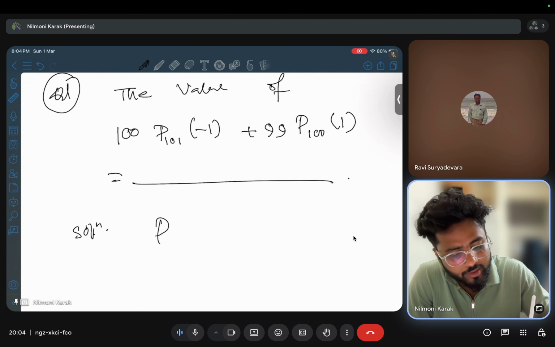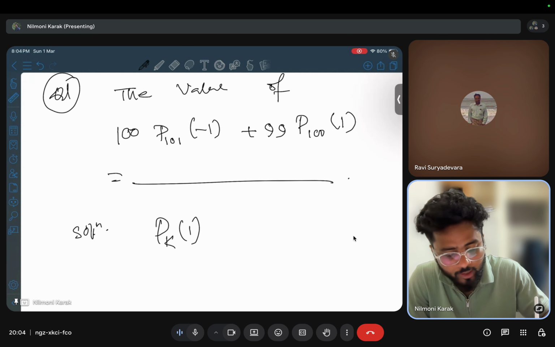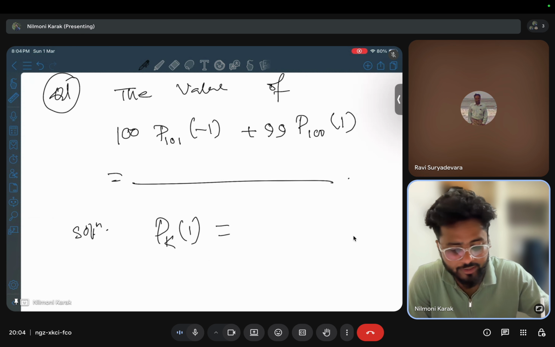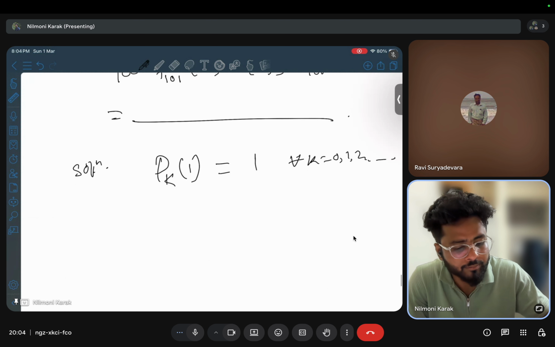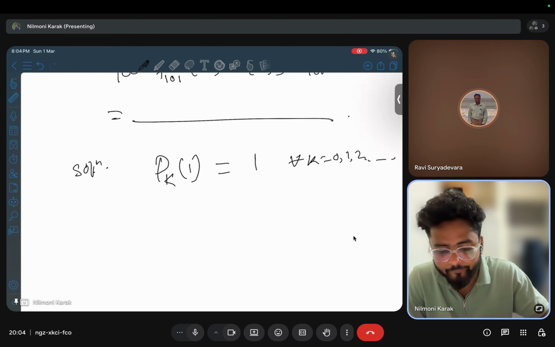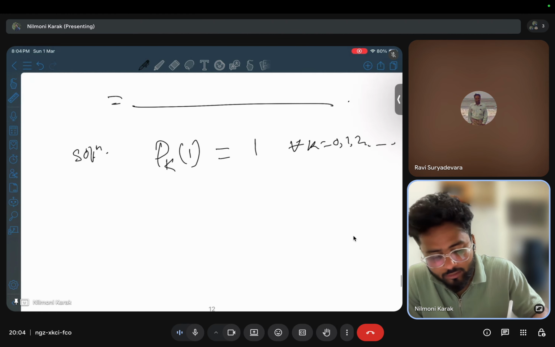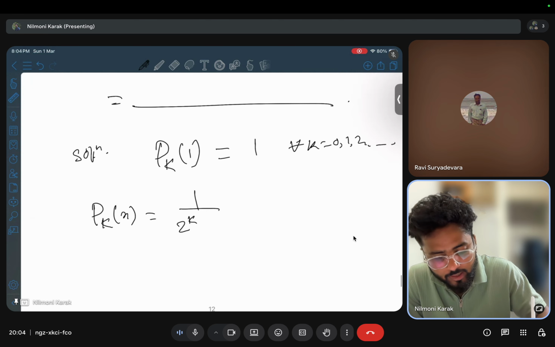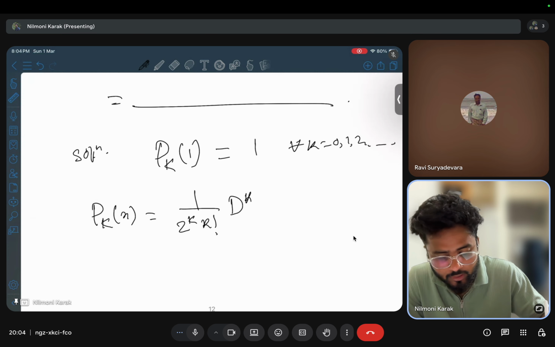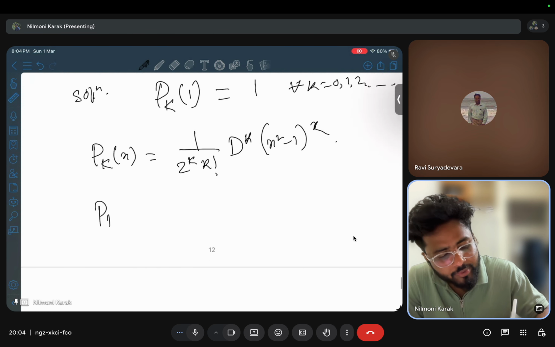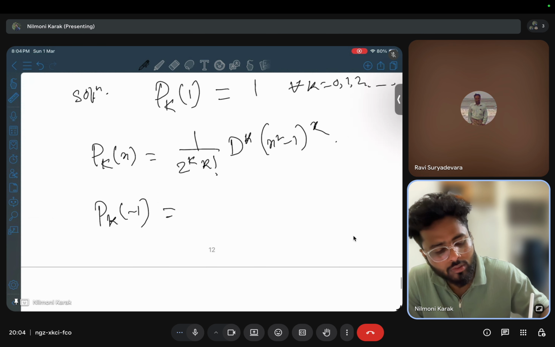So this I already told you, right? When we defined the Legendre polynomial for all k equals 0, 1, 2, and so on, this is given. So Pk of x equals 1 by 2 to the power k factorial, and this is the kth derivative of (x square minus 1) to the power k. Okay, so what is Pk of minus 1 from here?